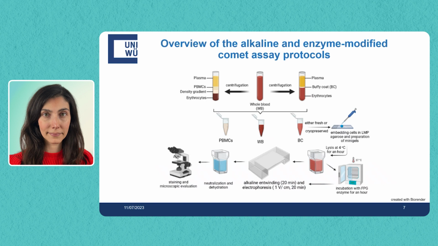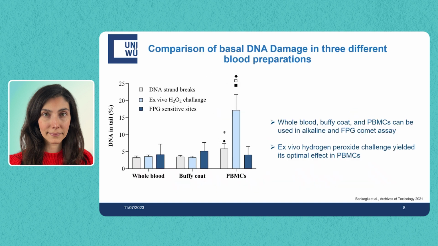Another possibility is a density gradient isolation. You lay the blood samples on the density gradient and spin them down. You have again the plasma, you have peripheral blood mononuclear cells, and below the density gradient you have the erythrocytes. So you can use all three of these sample preparations, whole blood, buffy coats, and PBMCs, in the comet assay for analyzing DNA damage or repair. But what the differences are, we will see now.